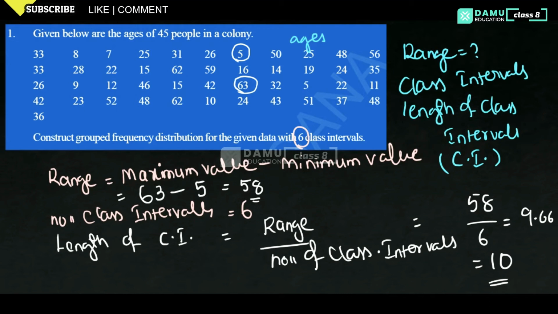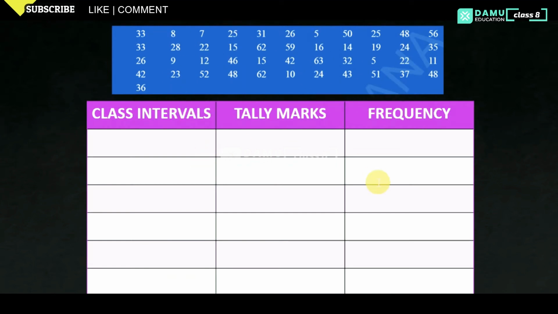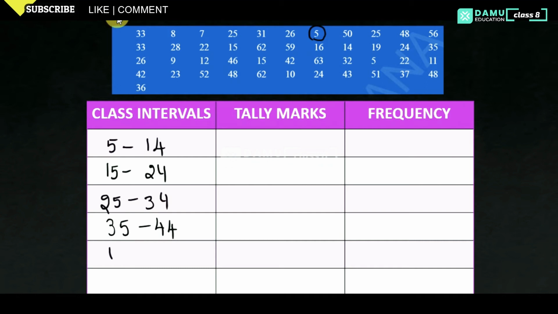Now we are going to construct the frequency distribution table. The minimum value is 5, so we start from 5. If you add 10 to 5, with 5 included, you get 14. So the class intervals are 5 to 14, 15 to 24, 25 to 34, 35 to 44, 45 to 54, 55 to 64.